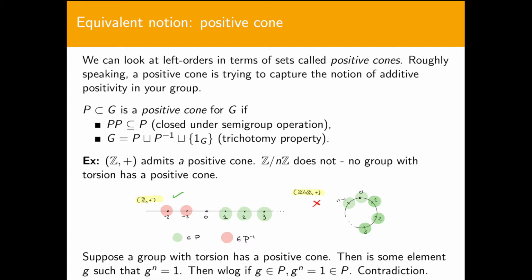Z mod nZ, or any group with torsion, does not admit a positive cone. Suppose that you have a group with torsion, and suppose that it has a positive cone. Then there's some element g such that g to the n is equal to 1. Without loss of generality, g is in P, but that would mean that g to the n, which is equal to 1, is in P by the semigroup closure property. That's a contradiction because 1 cannot be in the positive cone by the trichotomy property.